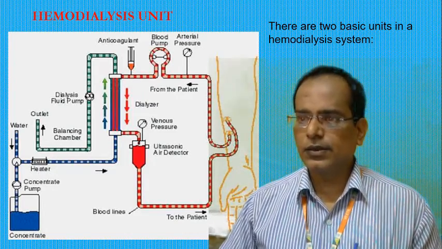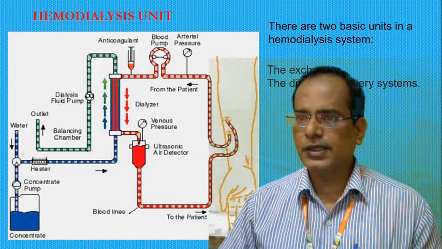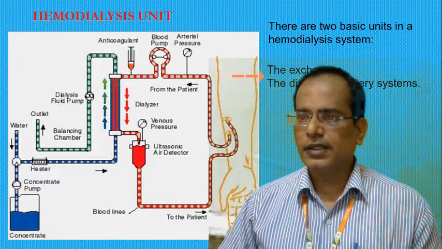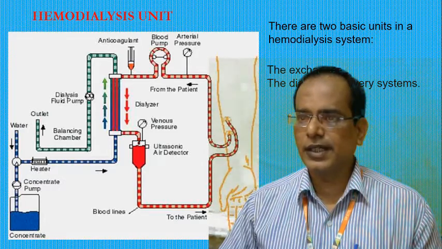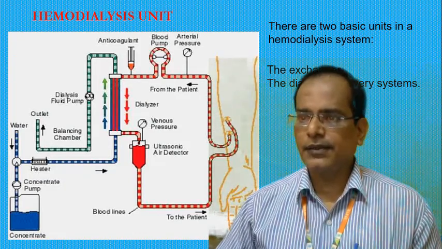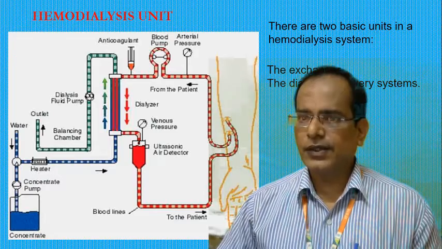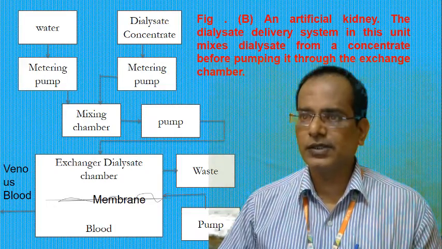Here there are two basic units in the hemodialysis system. One is an exchanger, another one is a dialysate delivery system. These both units are very important for purifying the blood in the hemodialysis unit, and you are going to learn many things from this. So first we will discuss what the hemodialysis unit is. Here the hemodialysis unit, another name is artificial kidney.